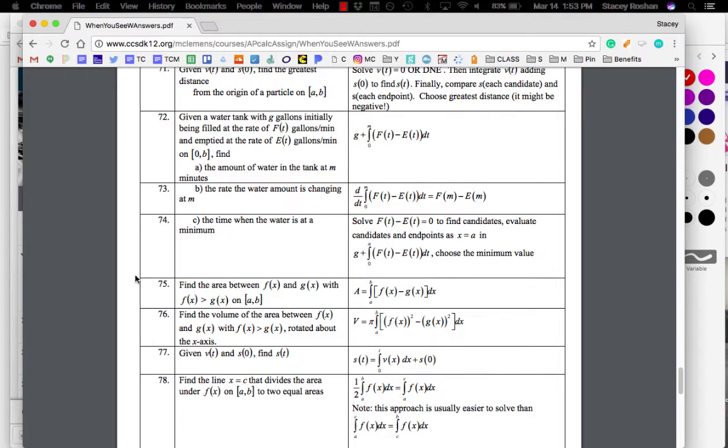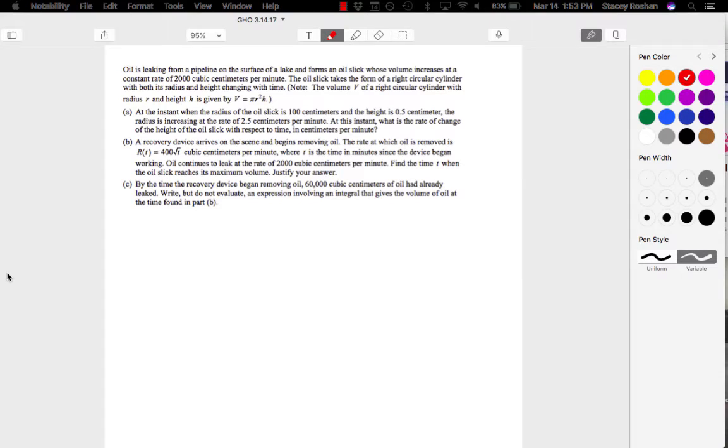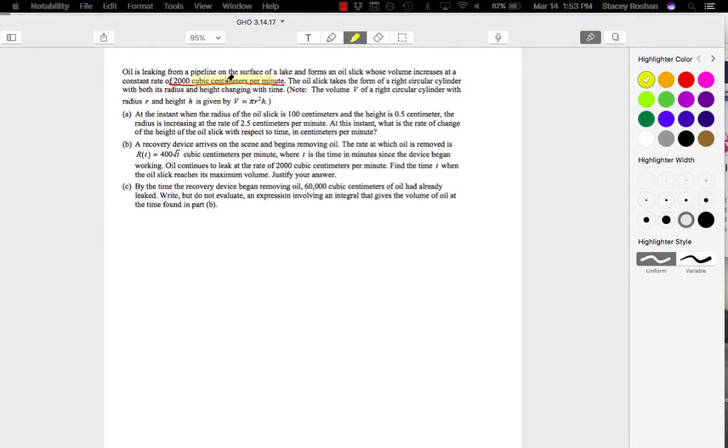Let's apply that. And let's apply that by doing this problem here. We have oil leaking from a pipeline on the surface of a lake and forming an oil slick whose volume increases at a constant rate of 2,000 cubic centimeters per minute. So you see the units there? That indicates that is a rate. So the units are going to be a huge, huge thing for us. So remember to look at units to help us determine what we're looking at.